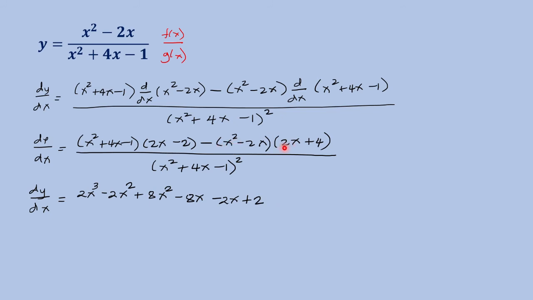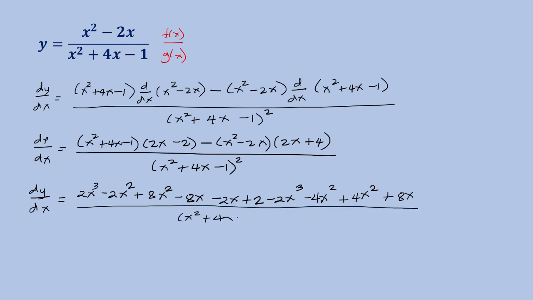X squared times 2x is 2x cubed times negative 1 is negative 2x cubed. X squared times 4 is 4x squared times negative 1 is negative 4x squared. Negative 2x times 2x is negative 4x squared times negative 1 is positive 4x squared. And negative 2x times 4 is negative 8x times negative 1 here is positive 8x over our denominator.